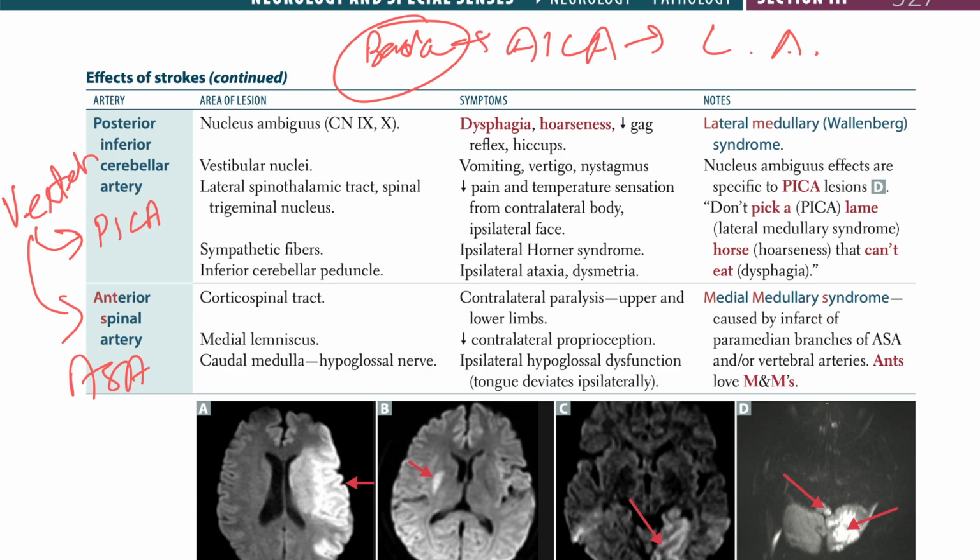So let's take a look at each one of them. For PICA, the area of the lesion is going to be the nucleus ambiguus, which is for cranial nerves 9 and 10. Vestibular nuclei. Again, if you think about vestibular nuclei, it's the same thing. Vestibular nuclei is going to give you vomiting, vertigo, nystagmus.